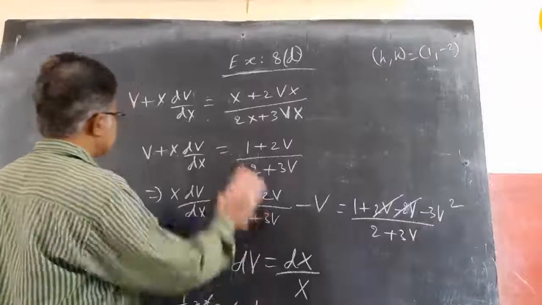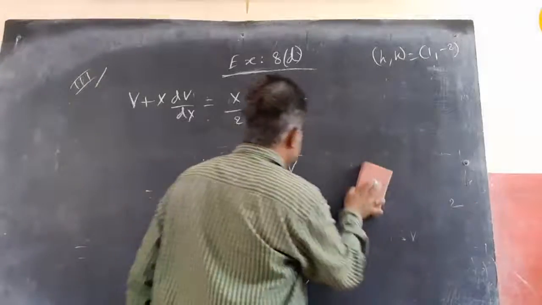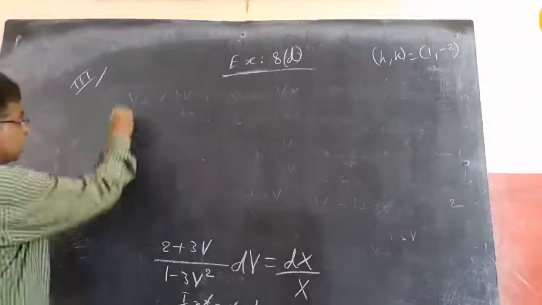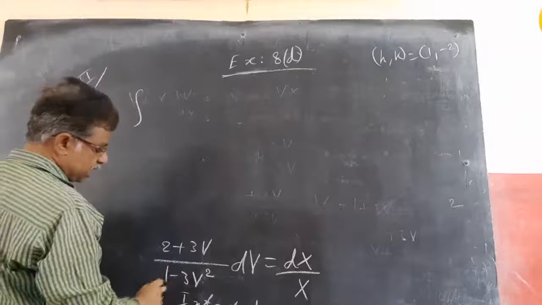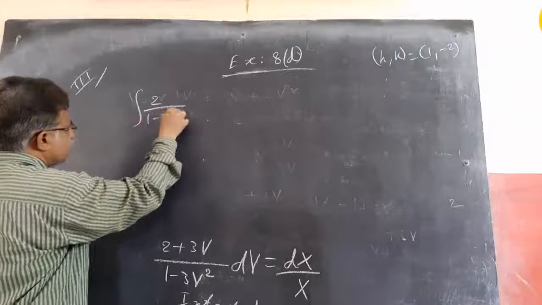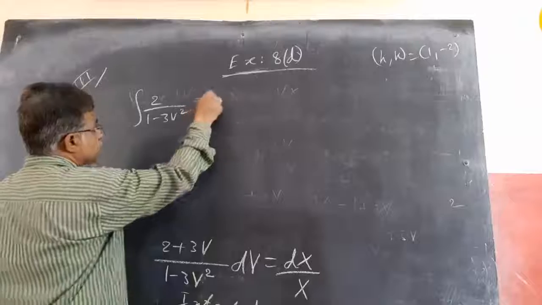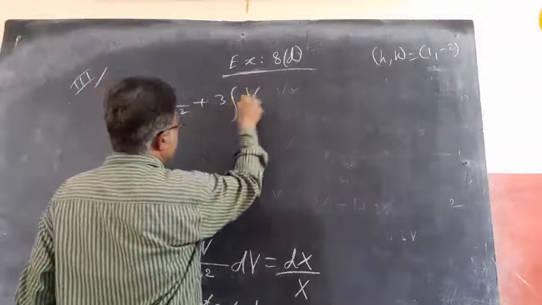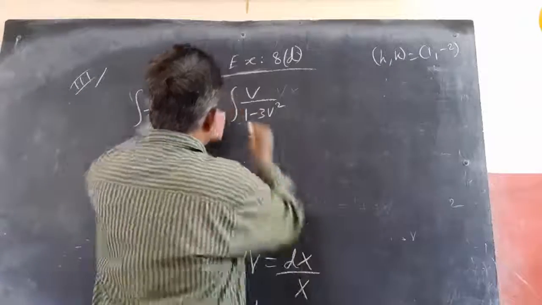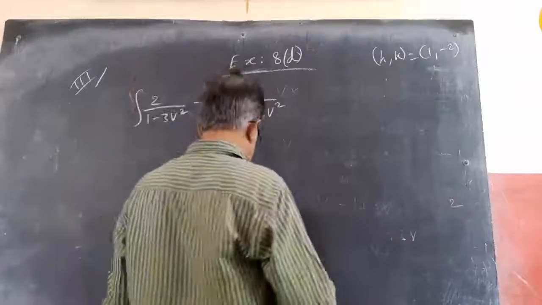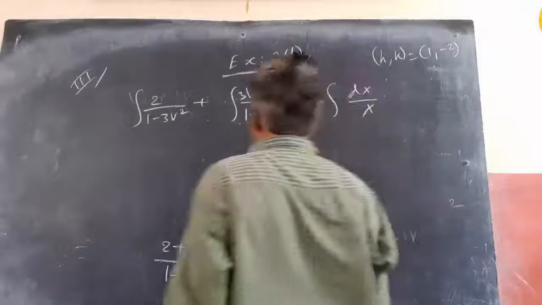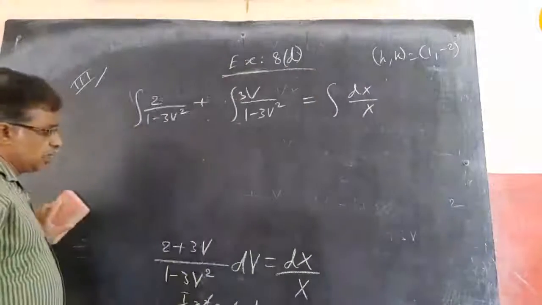So integrating on both sides, what do you get? Here you need to know integration values. So the integral of 2 plus 3v by 1 minus 3v square, I can write as 2 by 1 minus 3v square plus 3v by 1 minus 3v square, equal to the integral of dx by x.